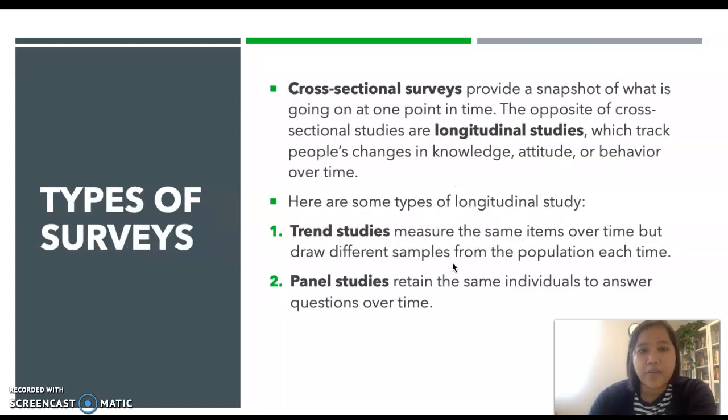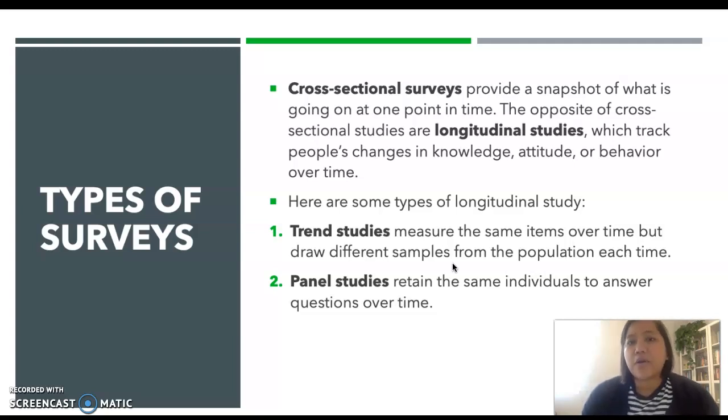So the next one that I would like to talk about is the types of surveys. If we just look at it from the bigger categories, there are only two types of survey. One is what we call cross-sectional surveys, that provide only a snapshot of what is going on at one point in time. The opposite of cross-sectional studies are longitudinal studies, which track people's changes in knowledge, attitude, or behavior over time.